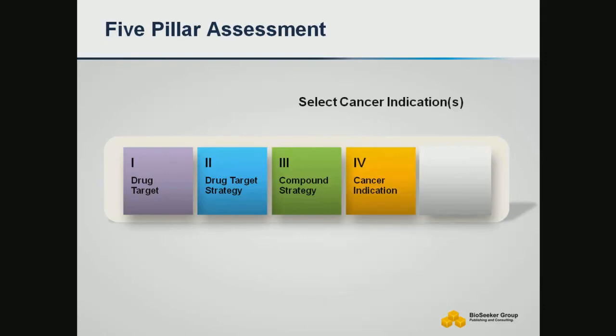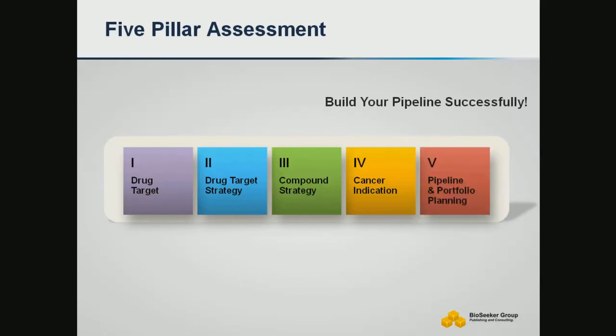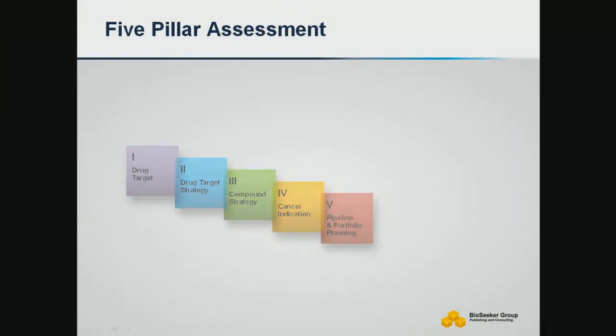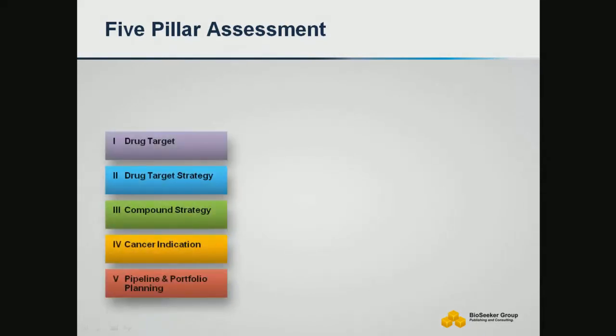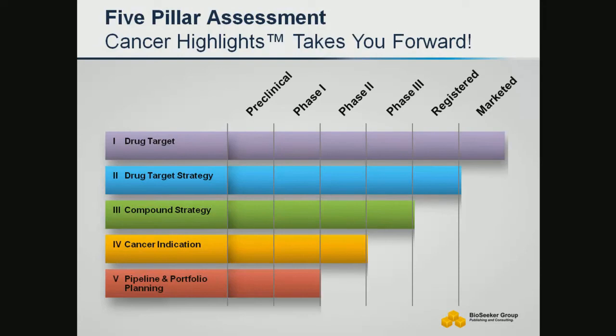cancer indication, which arranges the target strategies by cancer indication selection and then assesses the competition by cancer indication; and finally, pipeline and portfolio planning, which integrates the pursued target strategies by company and then assesses the overall pipeline competition on the individual company level. These 5 pillars follow the pipeline development of drugs from preclinical to market in all of the 14 cancer focus areas.